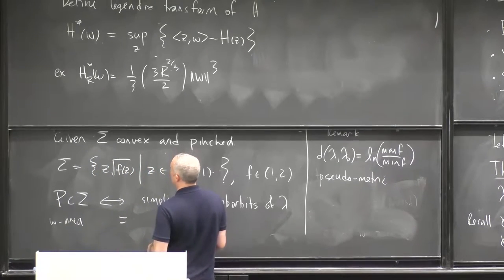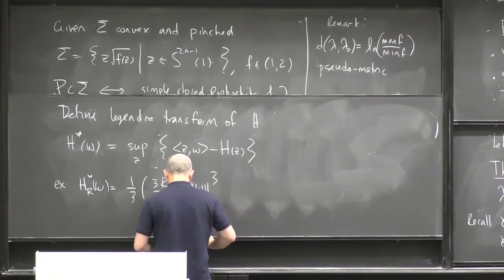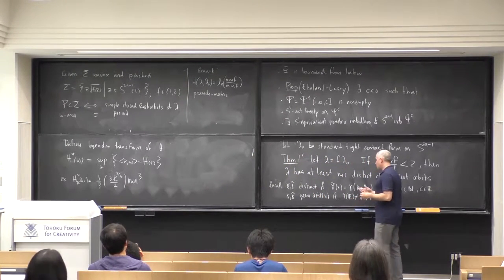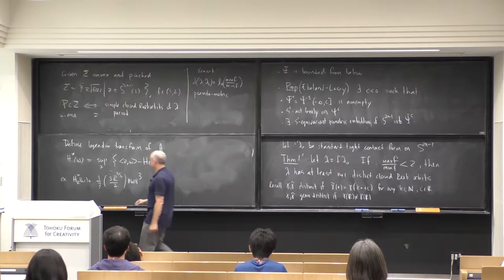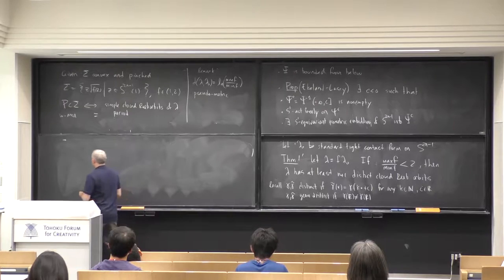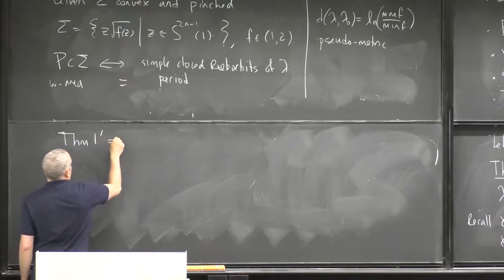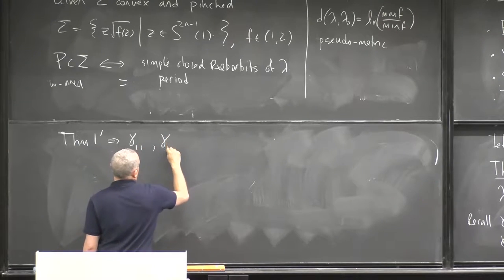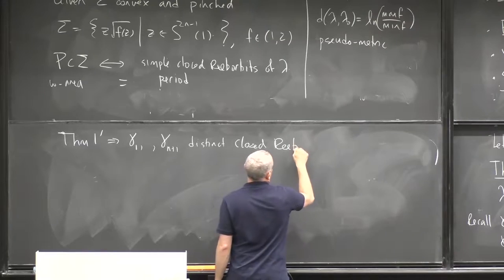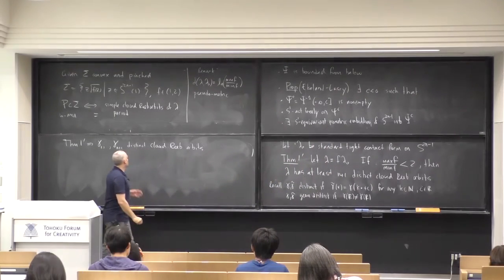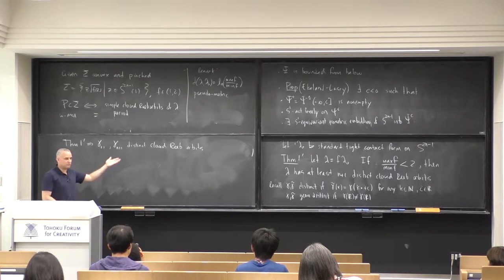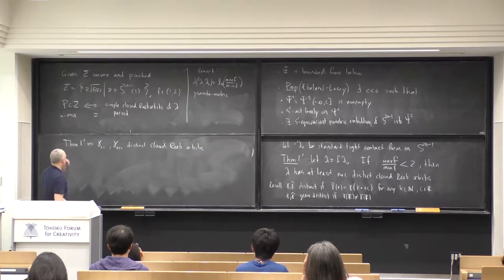Okay, so now we want to see that theorem 1 prime implies that sigma has at least n plus 1 closed characteristics. So it does imply that we have at least n plus 1 distinct closed Reeb orbits. But these are not necessarily geometrically distinct yet. We have to show that they should be. All right. So let's look at one of them.